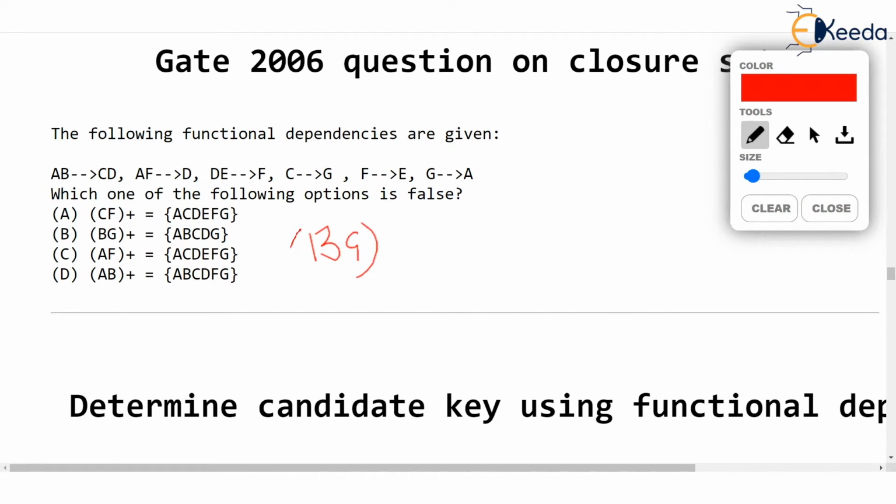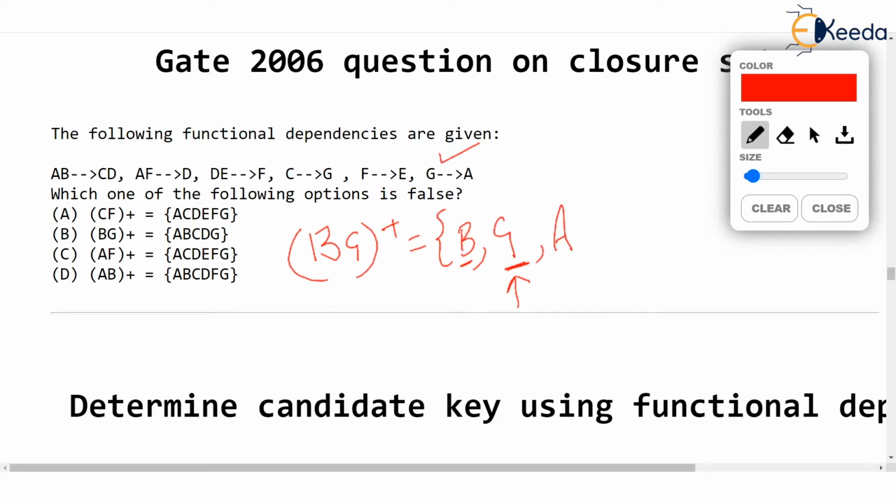Now BG plus is going to contain B and G. Let's see, can B alone bring in something? Never, anywhere in all these FDs, is B on the left hand side alone. So B can't bring anything new alone. Let's see G. Can G bring in something? Yes, G can bring in A.